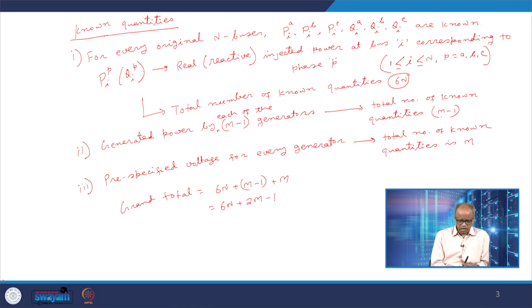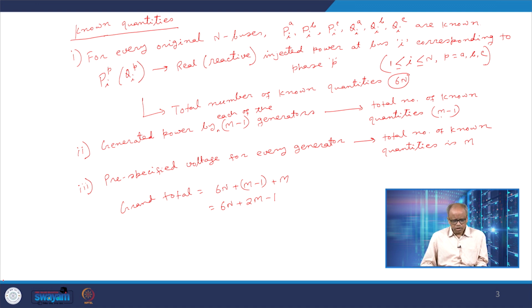And after that we have talked about these known quantities. We first said that for every original bus we know the quantities PIA, PIB, PIC, QIA, QIB, QIC; these are all known. And we also said that if there is any load at any bus, then these injected powers would be nothing but the negative of the load powers, and if there is nothing connected at these buses, then this injected power would be 0, but then again 0 is also a known value.